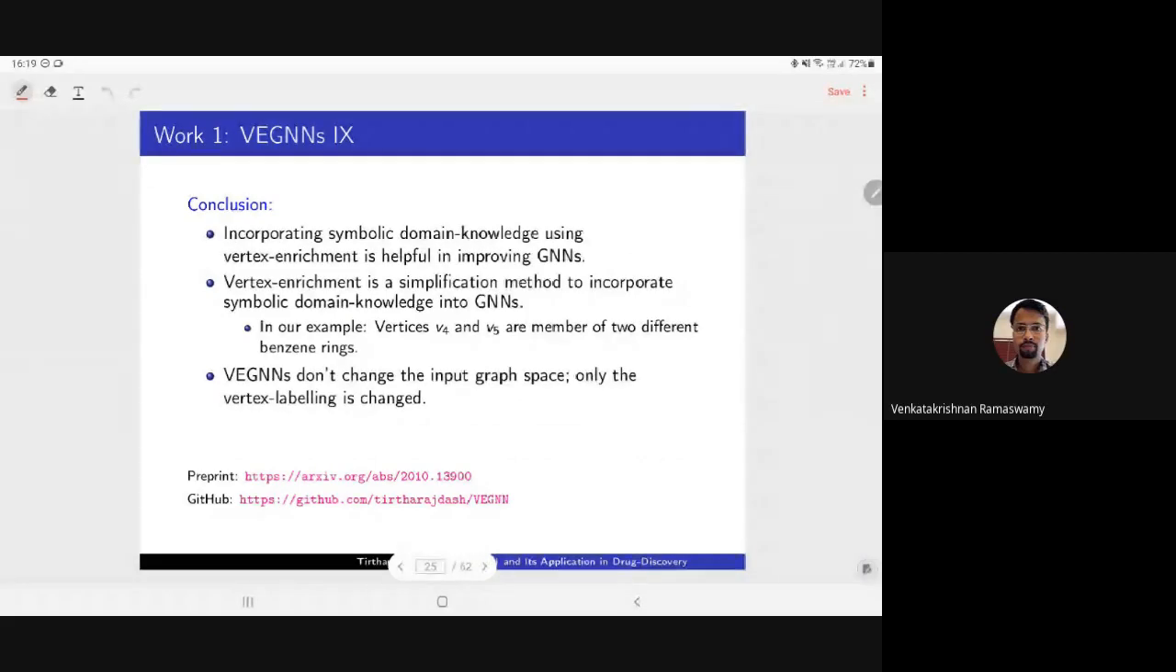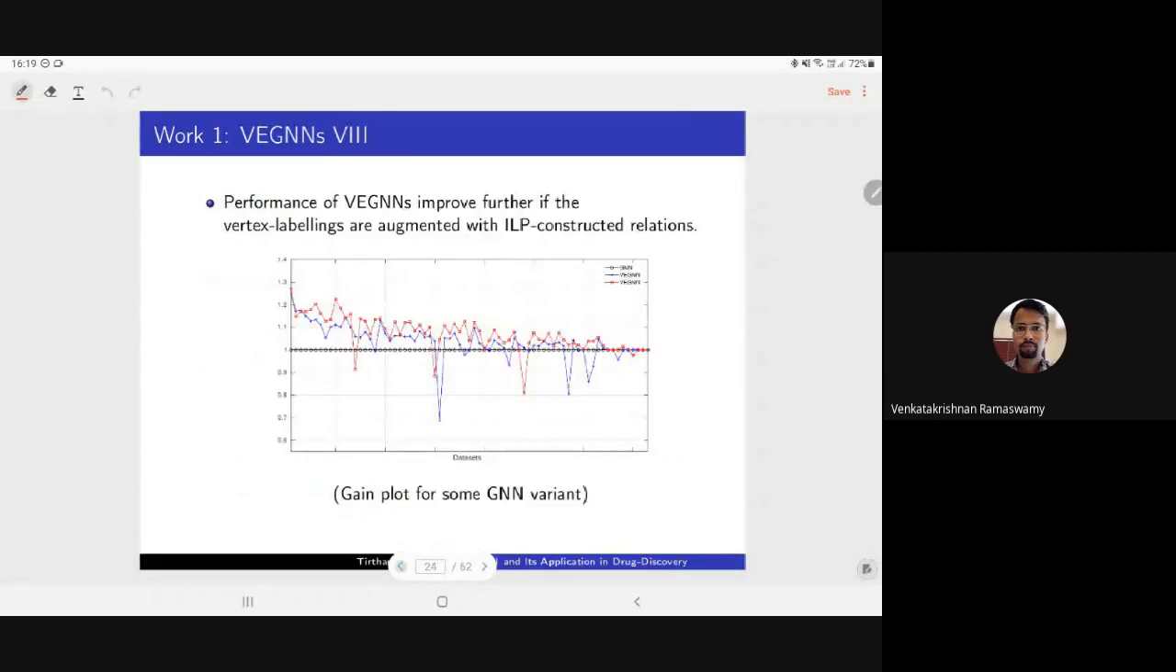Tirtharaj, what was the y-axis in the previous one? Sorry, yeah, this is gain. Gain means how much gain we are achieving as compared to the baseline GNN. A gain of greater than 1 is expected. So in a few cases we definitely lose, but that's okay.